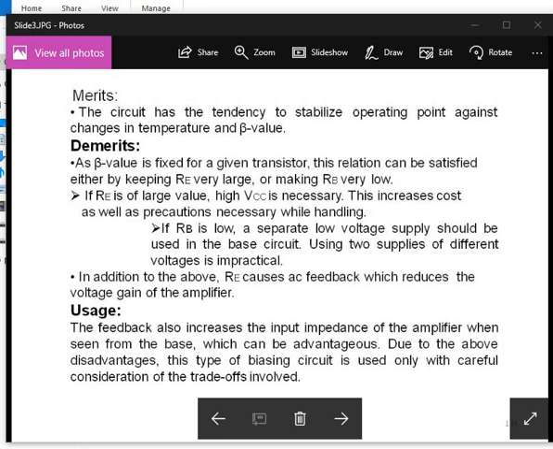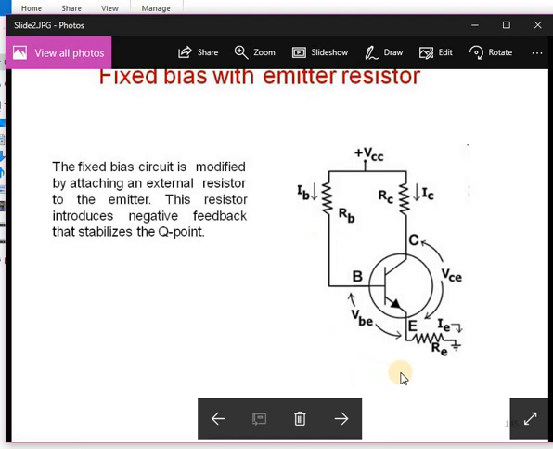Now go for the demerits. As beta value is fixed for a given transistor, this relation can be satisfied either by keeping RE very large or making RB very low. If you want to satisfy the relation with fixed beta, then we can change the resistor value. That is, the emitter resistor is made a very large value, or we can make the base resistor a very low value. Then we can get the fixed value of beta.